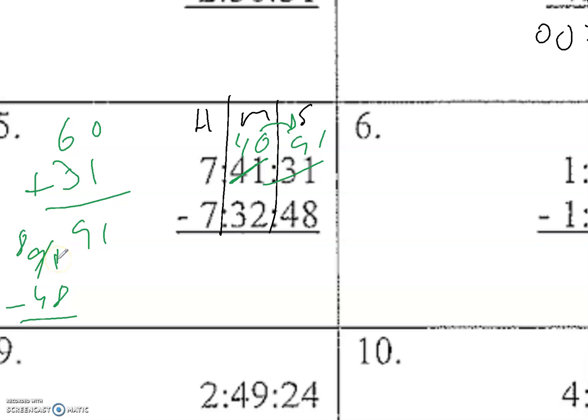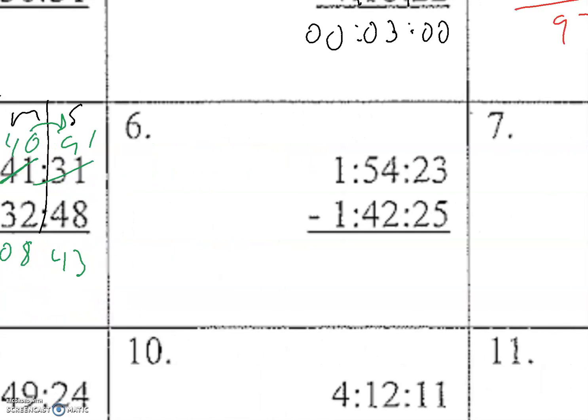8 minus 4, 43. I always suggest using a calculator because it's more accurate than we are. In the long run, it's helpful. Sorry about that craziness. And 7 minus 7 is 0, 0. All right, let's slide on over.